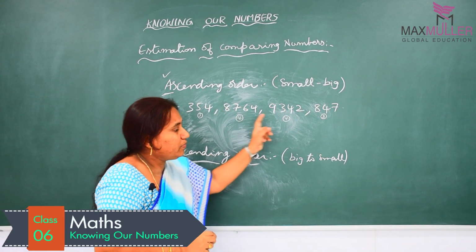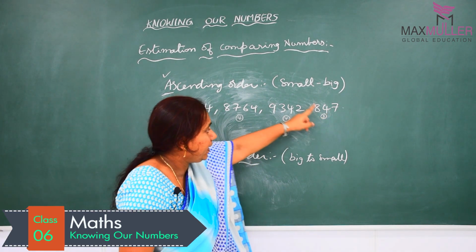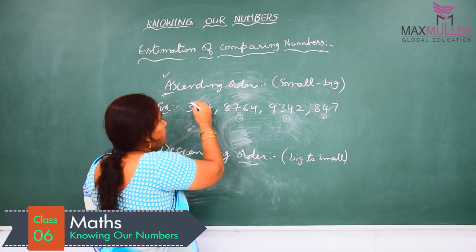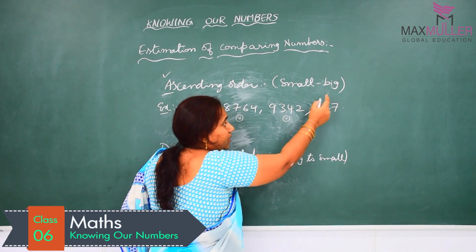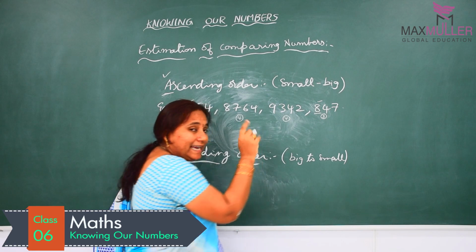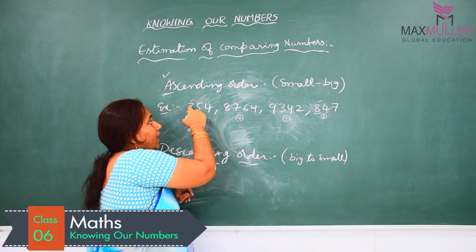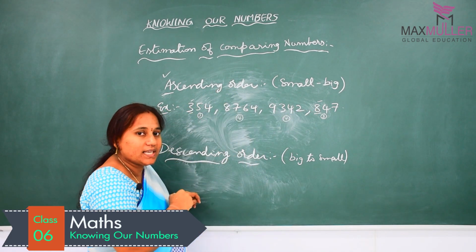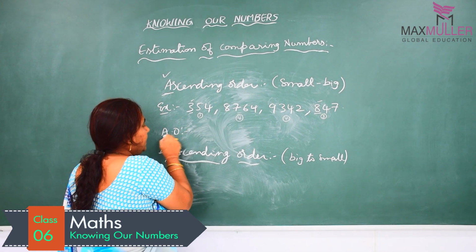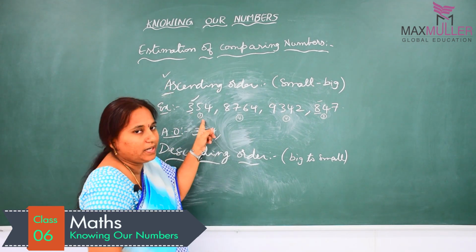Now which is the smallest number? We have to take the 3-digit numbers as the smallest. Then compare again, we have two 3-digit numbers. Then again check it. Here the first digit, that means the hundreds place, the number is 8. So here 8 is the biggest number. 3 is the smallest number. Compare these two numbers, which is the smallest one? 354 is the smallest one. So we are writing in the ascending order, so we will write first 354. So we completed this one.